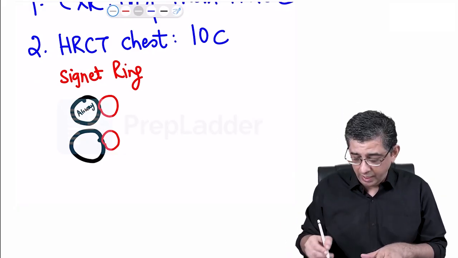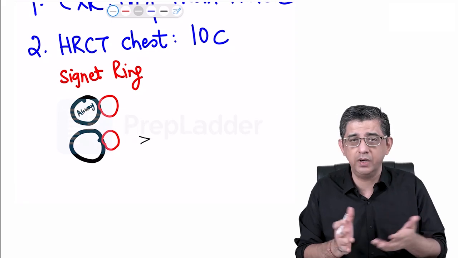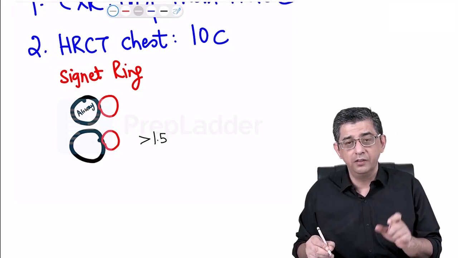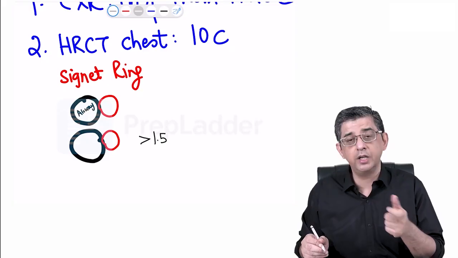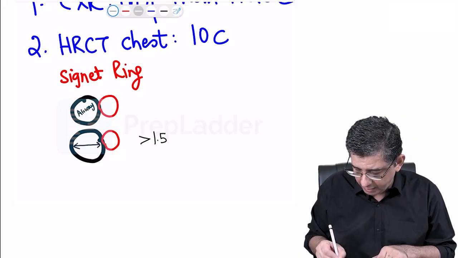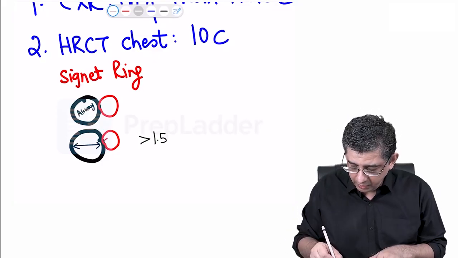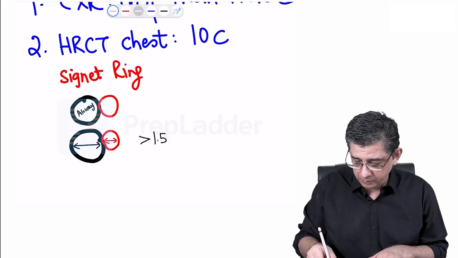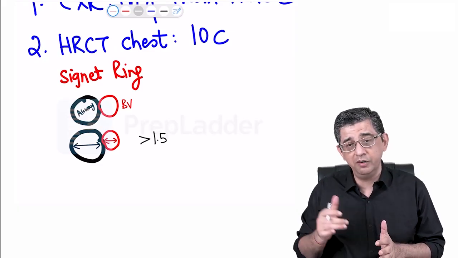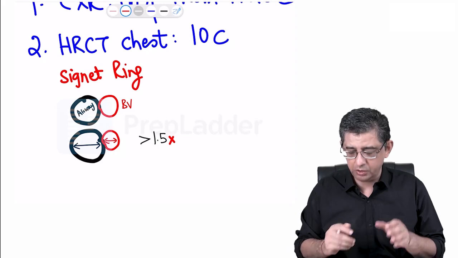The airway is relatively bigger. The definition has been asked in one of the previous DNB exams. Now you don't have a DNB, you have a NEET or a NExT coming up subsequently. So the question was that in a signet ring appearance, the airway diameter should be more than how many times the diameter of the blood vessel. I repeat the fact once again. You take the diameter of the airway and compare it with the diameter of the blood vessel. BV is the blood vessel. The diameter of the airway should be more than 1.5 times the diameter of the blood vessel, and that would be the definition of signet ring.